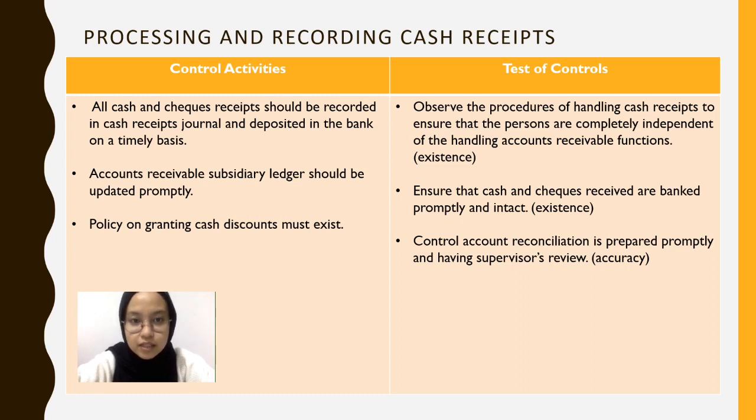The list of tests of controls are: observe the procedures of handling cash received to ensure that the persons are completely independent of the handling accounts receivable function. This is known as assistance. Ensure that cash and checks received are banked promptly and intact. This is also known as assistance. And the last one is control account reconciliation is prepared promptly and supervisors review it. This is considered as accuracy.